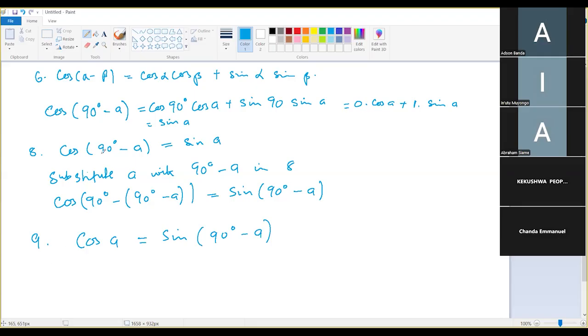Or the other way, you can use the identity number 7 actually and do what we have done here, and then that will give you another identity.